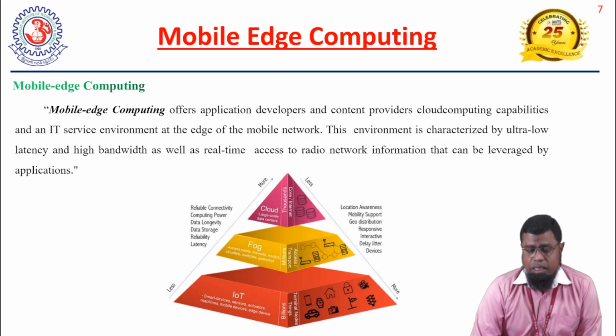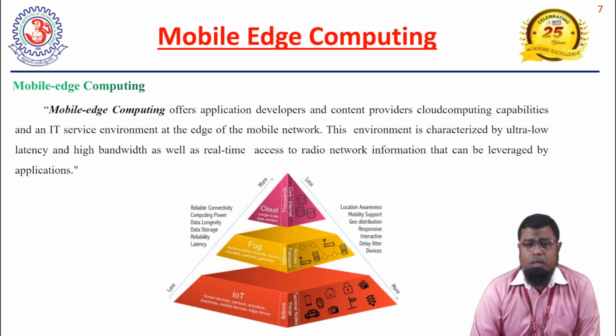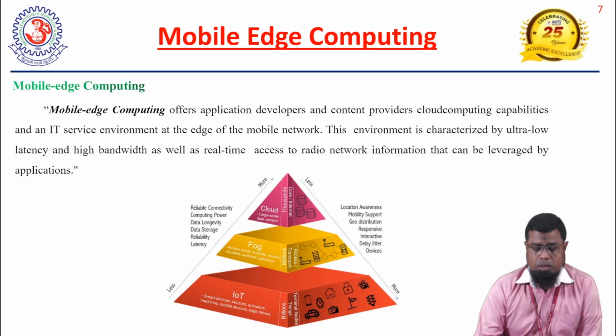On the right hand side, there are some parameters like location awareness, mobility support, geo distribution, responsiveness, interaction, delay jitter, and number of devices. These increase as we move from top to bottom. So this is how the picture gives clarity about the architecture of fog computing, cloud computing, and edge computing. I hope you have understood this diagram.